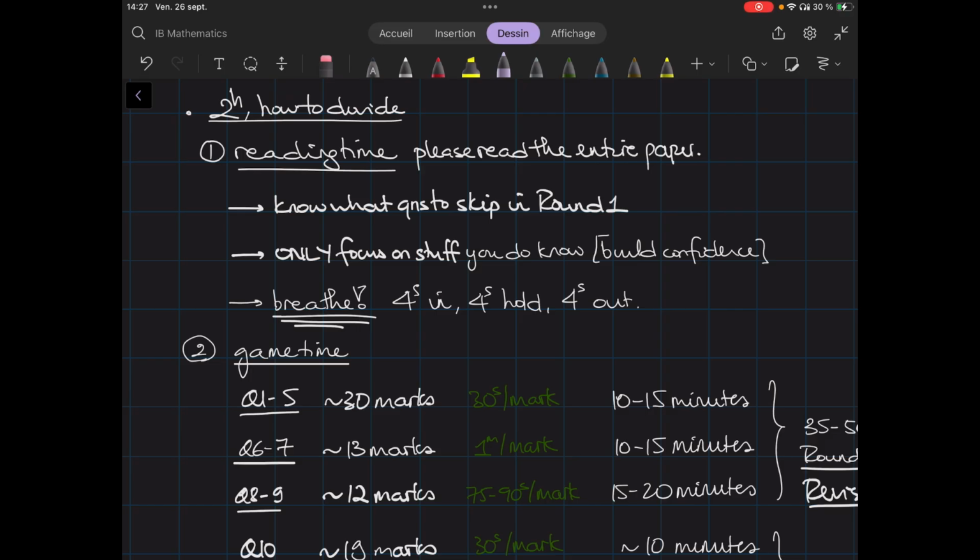Let's do it. Breathe in, hold it, breathe out. Let's do it again. Breathe in, hold it, breathe out.